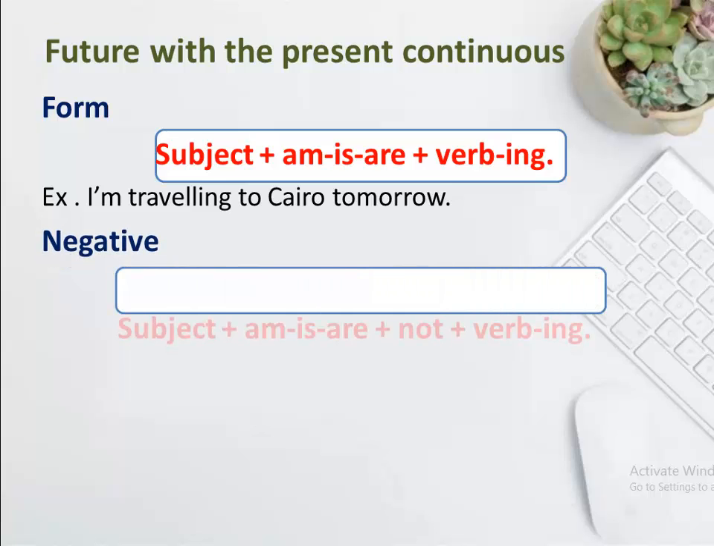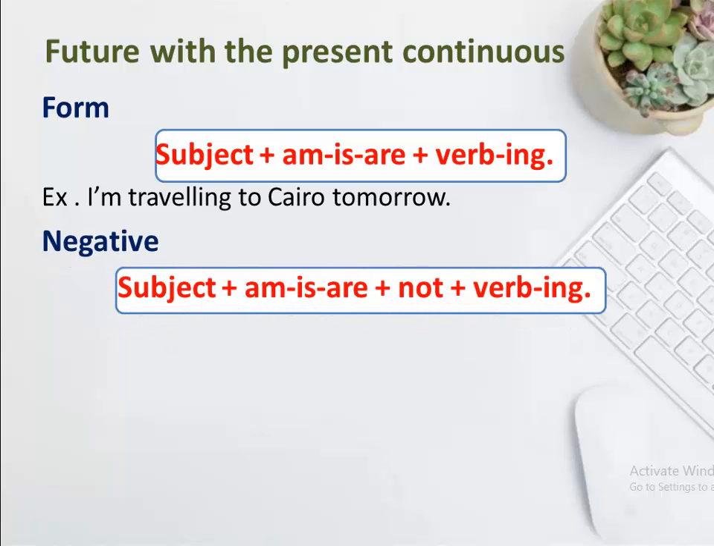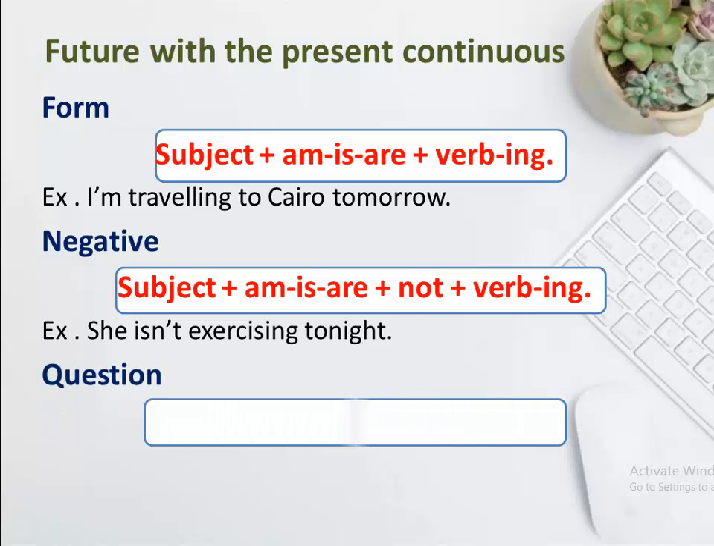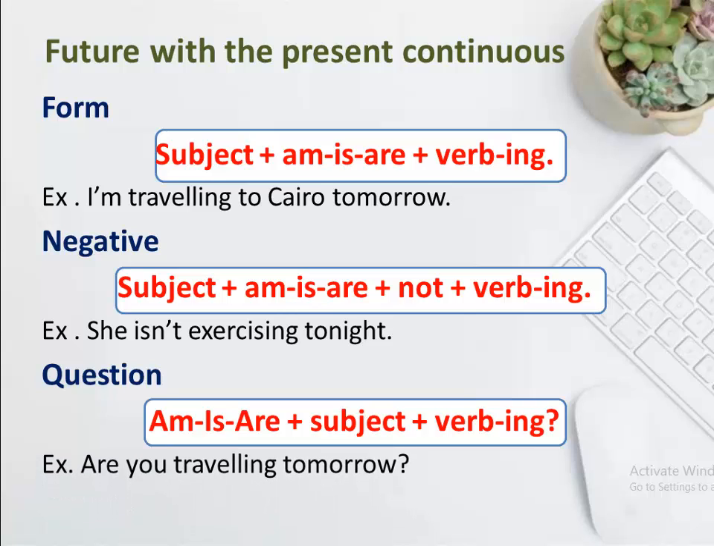Negative: subject plus am, is, are, not plus verb plus ing. For example, she isn't exercising tonight. Question: am, is, are plus the subject plus the verb plus ing. Are you traveling tomorrow? Yes, I am, or no, I am not. This is the form of the present continuous.